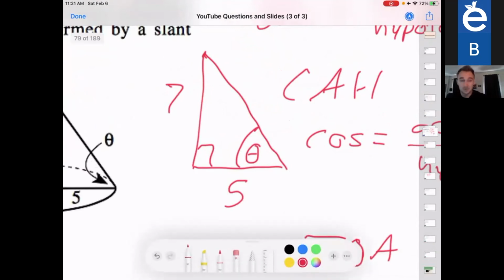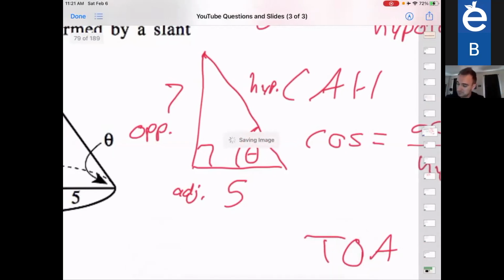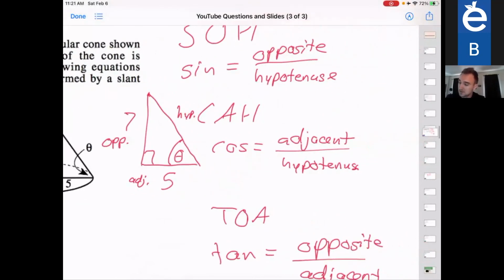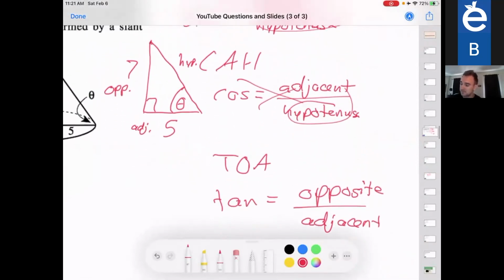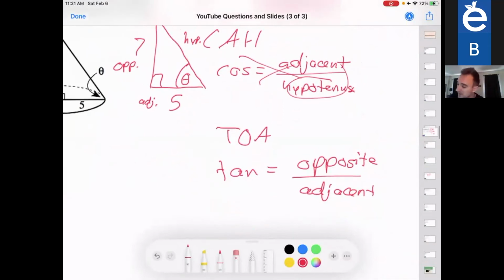So I know this 7, this one leg of my right triangle. That's my opposite side, right? This would be my hypotenuse, right? And this 5 would be my adjacent side. So I want a function that introduces my opposite and my adjacent. Sine and cosine both use hypotenuse, right? So those are not functions I want to use. I clearly want to use tangent here, right? It has my opposite and my adjacent there and there.